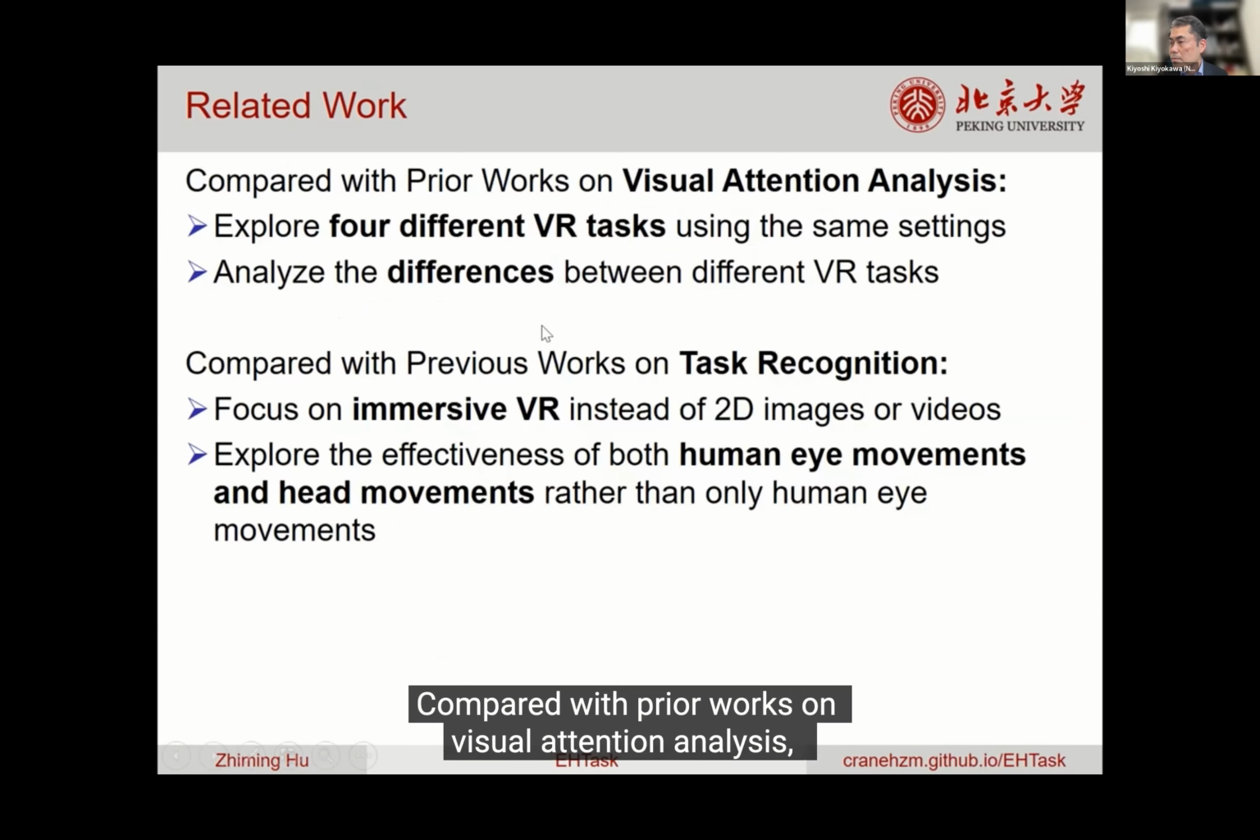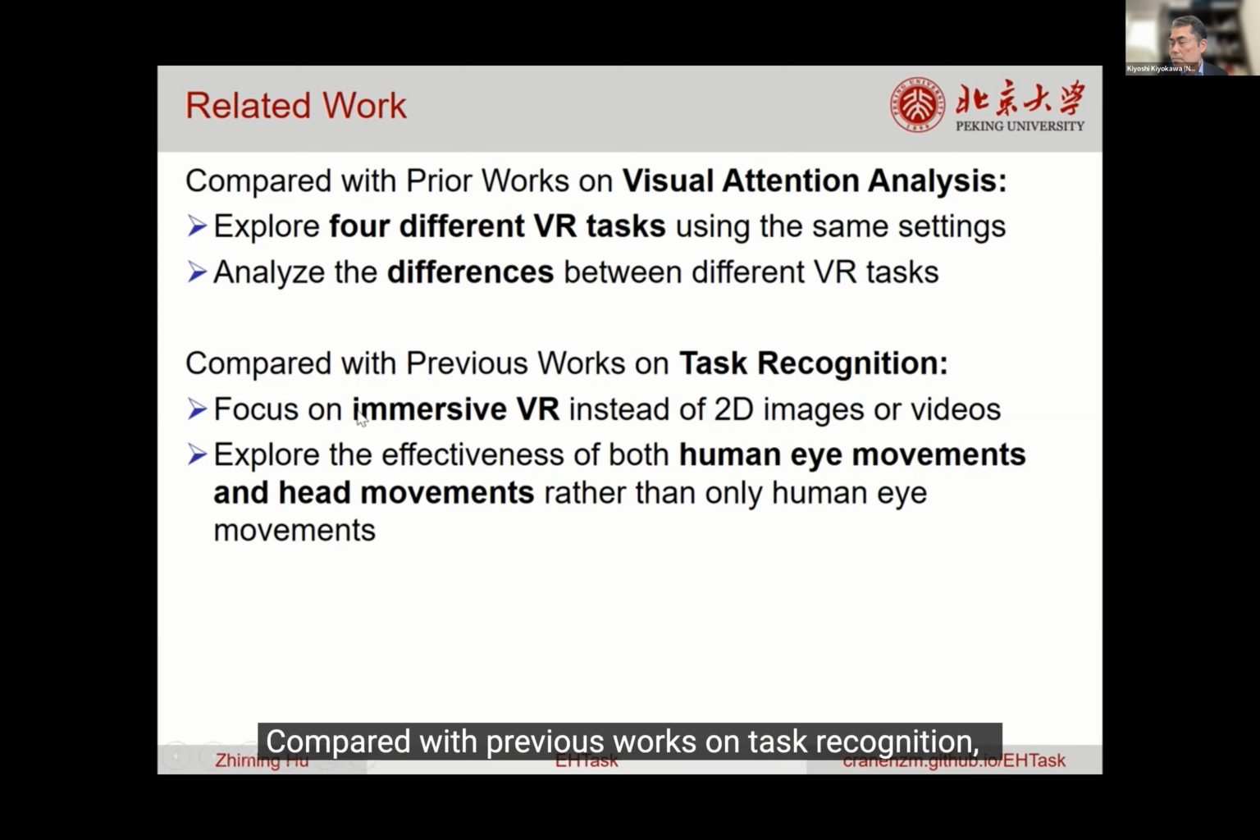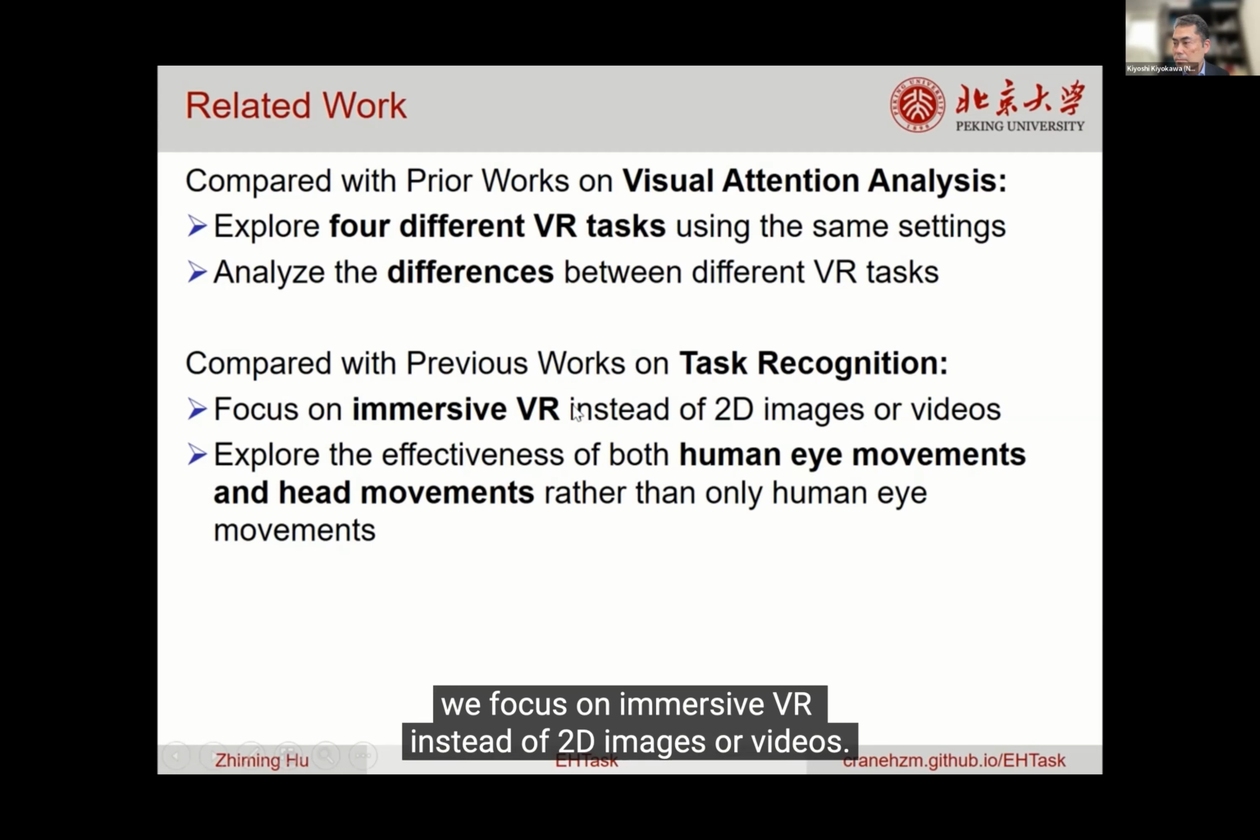Compared with prior works on visual attention analysis, we explore 4 different VR tasks using the same settings. We also analyze the differences between different VR tasks. Compared with previous works on task recognition, we focus on immersive VR instead of 2D images or videos. We explore the effectiveness of both human eye movements and head movements rather than only human eye movements.